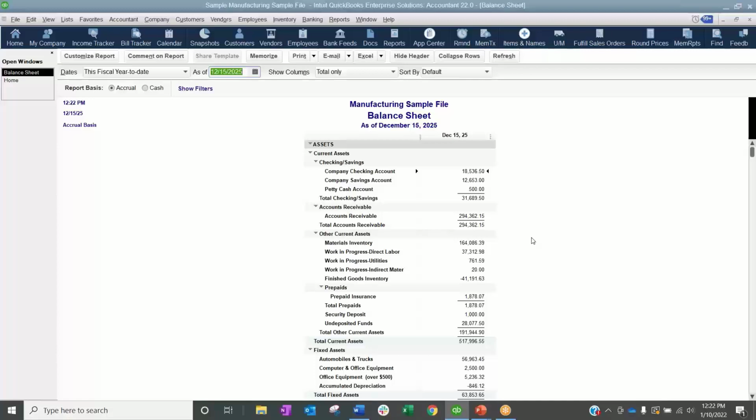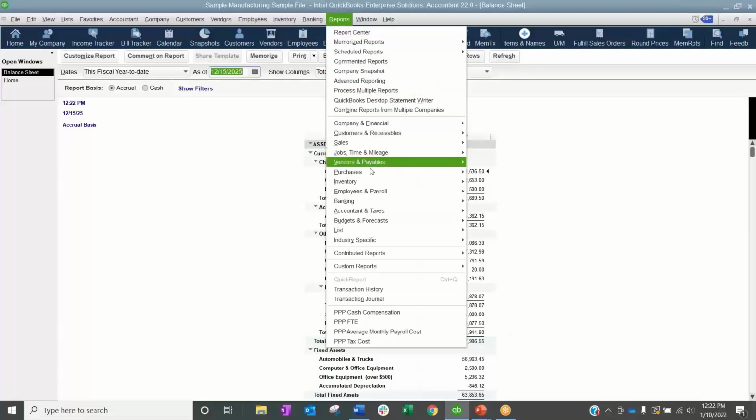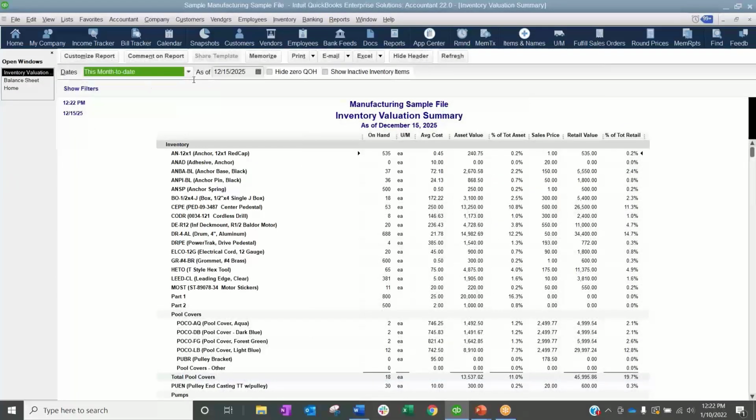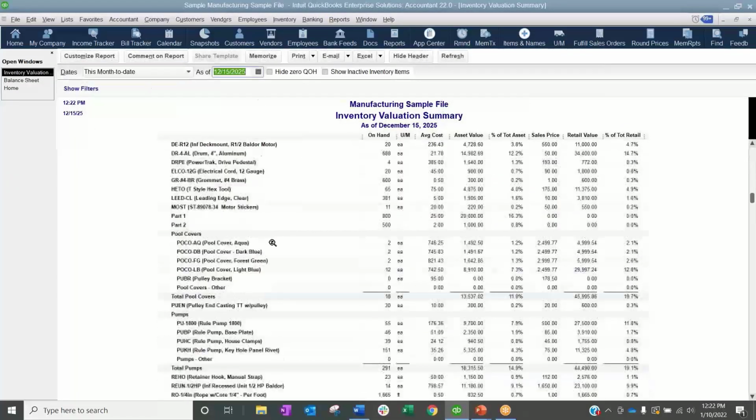So that date matters because both this report and the inventory valuation summary report are an as of date. What is my balance as of 12/15? What is my inventory valuation summary as of 12/15? So I have this report first. This covers 2 reports, right? And then we have our inventory valuation summary as of 12/15.